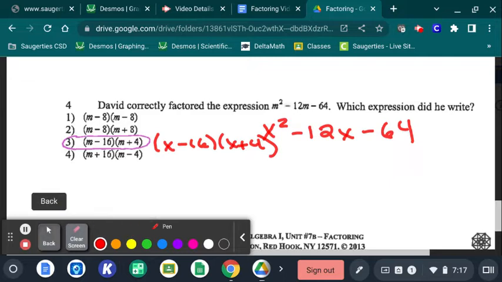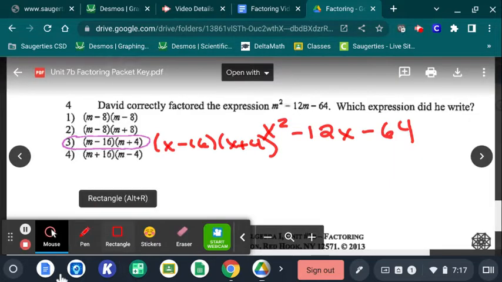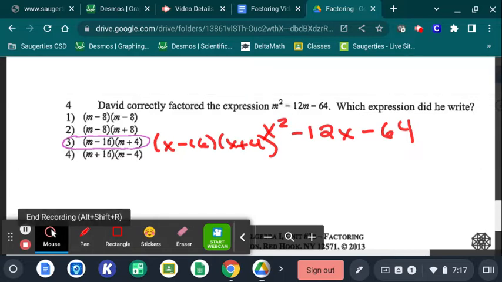So if you guys have questions, please ask. This is a great trick to use to either get the multiple choice answer or to check your work, whether it's multiple choice or like a show your work problem. So please practice this. And as always, ask questions if you have them.